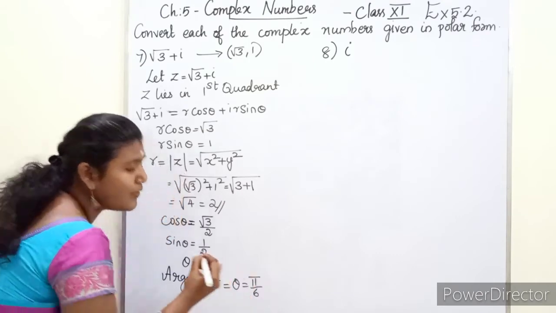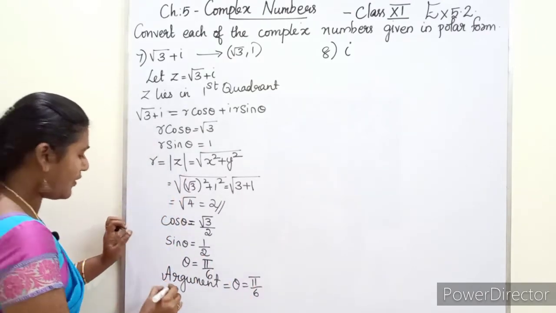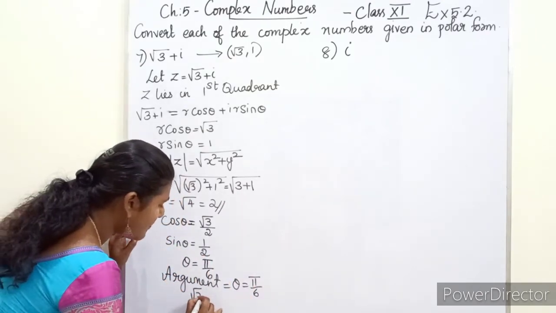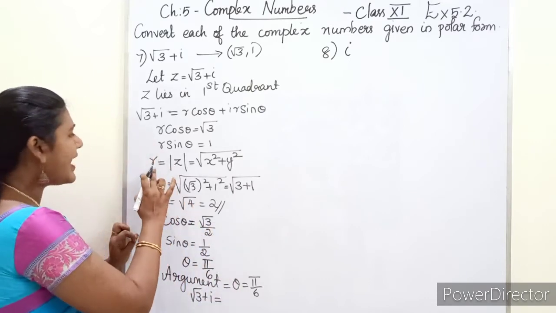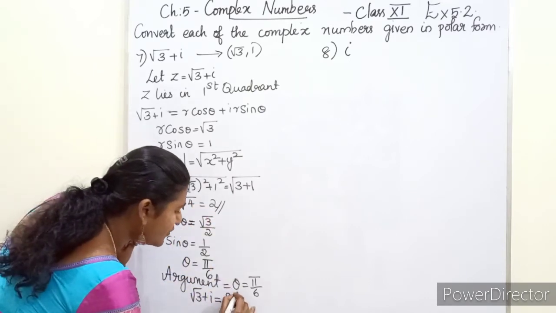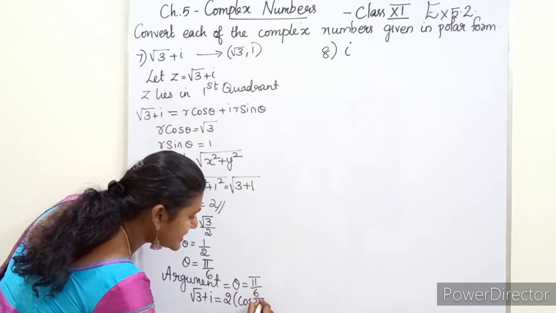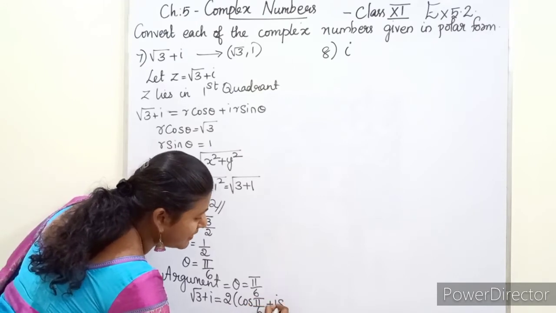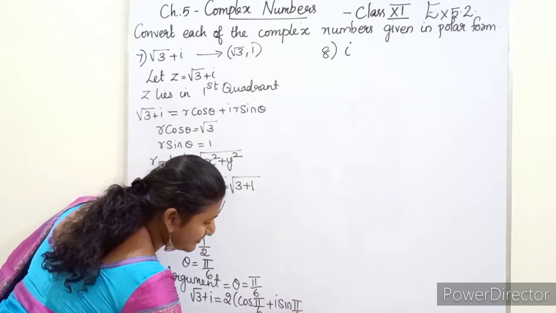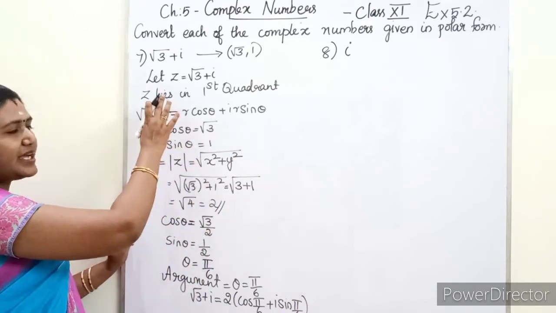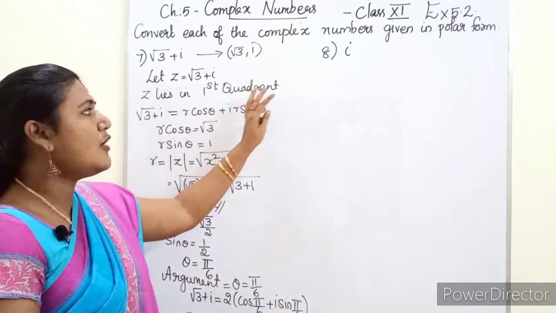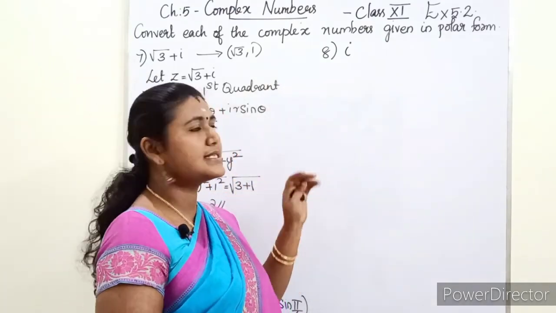Therefore the polar form we can write: root 3 plus i is equal to, value of r is 2, so 2 into cos pi by 6 plus i sin pi by 6. This is the polar form of the given complex number. Now we will see the last question of this exercise.